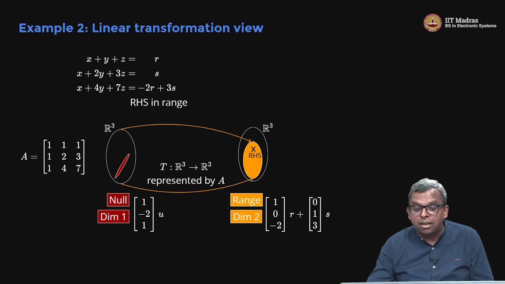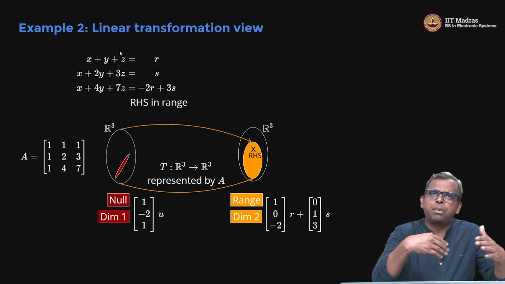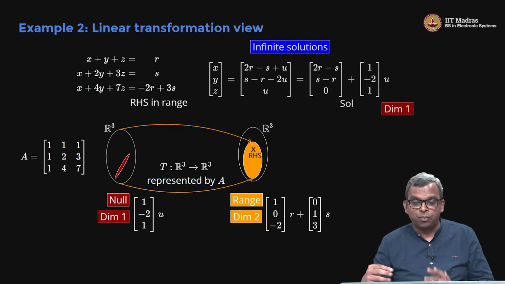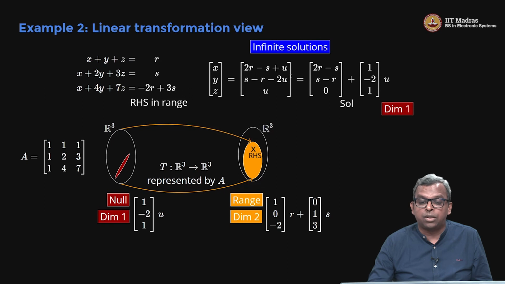When the value is in the range, I should get a solution, right? So you can try and solve. Now you know how to solve, right? You can do elimination and solve. So you write down this equation, subtract, eliminate, and solve. If you do that, you will see that you get solutions like this. You will have a free variable z, and you pick your z to be u, and then in terms of u, you can solve for the equation.